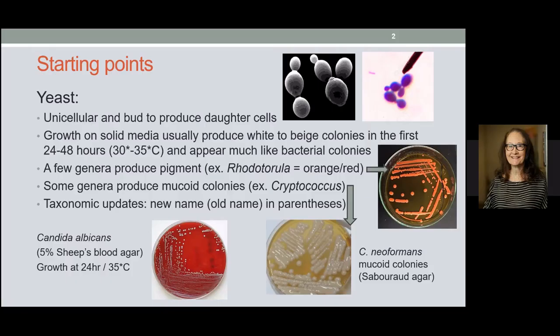A few of the genera actually produce pigment, like the one over on the right-hand side. This is Rhodotorula. You can see it has a beautiful orange-red salmon color. Some of the genera will also produce very wet-looking mucoid colonies, like the one on the bottom right. That's a Cryptococcus neoformans colony, and it's mucoid because it produces a polysaccharide capsule.